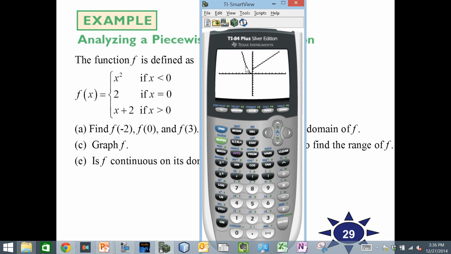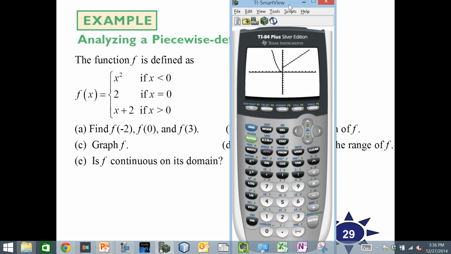So here's the left side of a parabola. It doesn't keep going up though because we've said we only want to draw that graph if x is less than 0. When x is 0, y is 2, and then it jumps right onto this line here when we're bigger than 0, x plus 2.